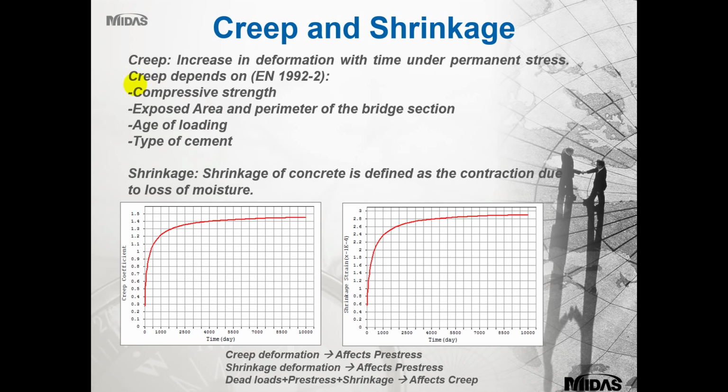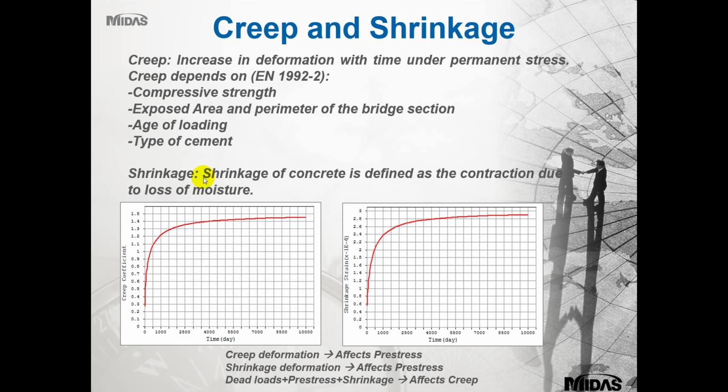So just go and talk about creep and shrinkage. Creep and shrinkage is the deformation with time under the permanent stress. So creep depends on the Eurocode 2, and it depends on these key parameters underneath. So the compressive strength of the material, the exposed area, and the perimeter of the bridge section, which I'll show you in a moment. The age of the loading, and also the type of cement that's actually used.